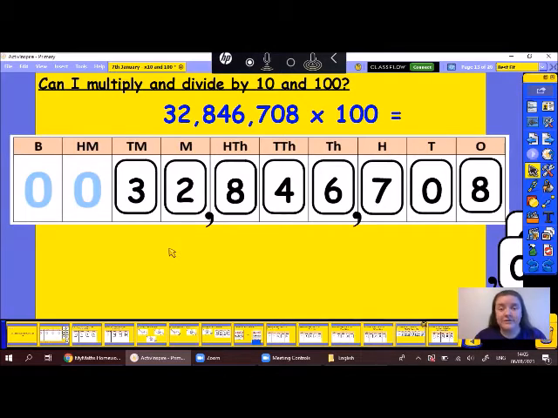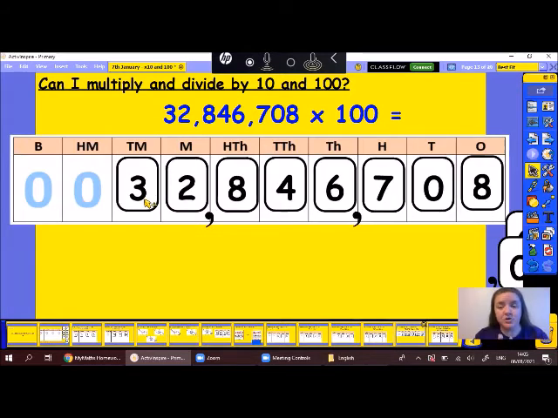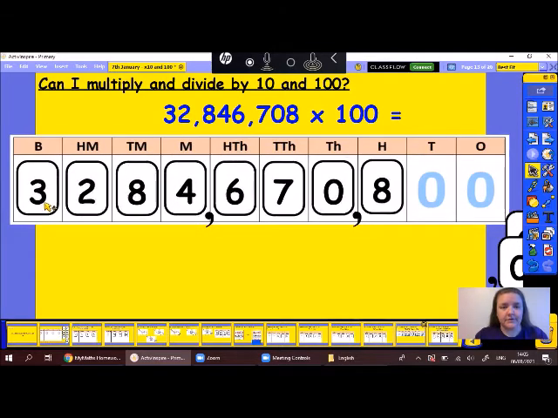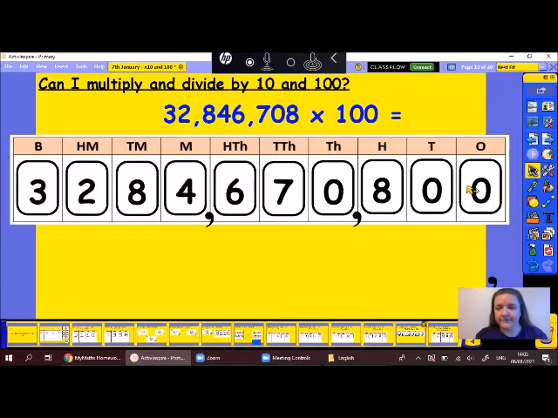Yeah, the rule's the same again. We just move everything over. We make it all bigger by 2 places. 1, 2. And now we've ended up with our column here that starts with B. Bet you know what that is. That's billions. Let's put our 2 zeros in. And we have to put an extra comma in. We've got so many numbers now. We need 3 commas to help me say it.